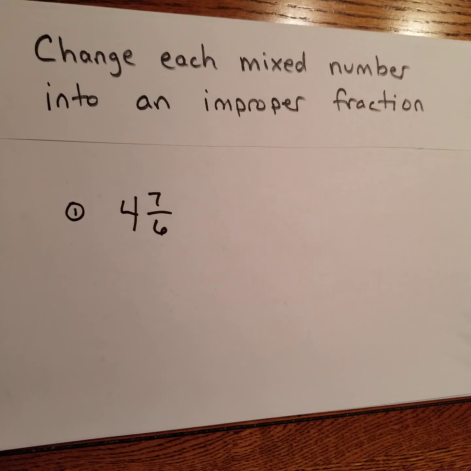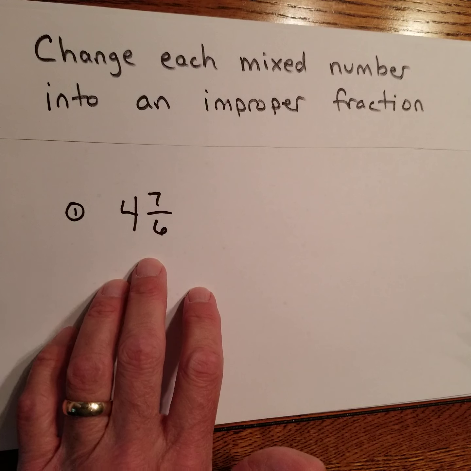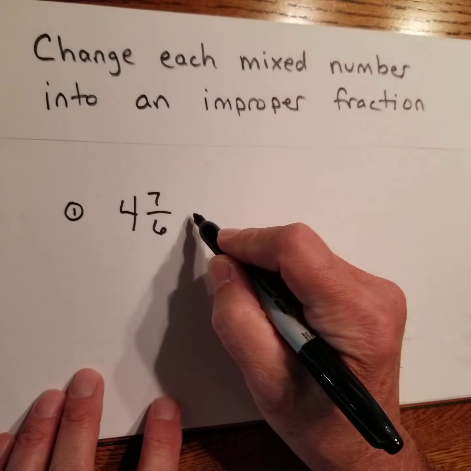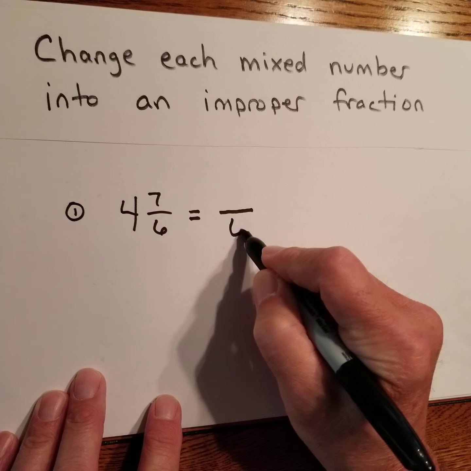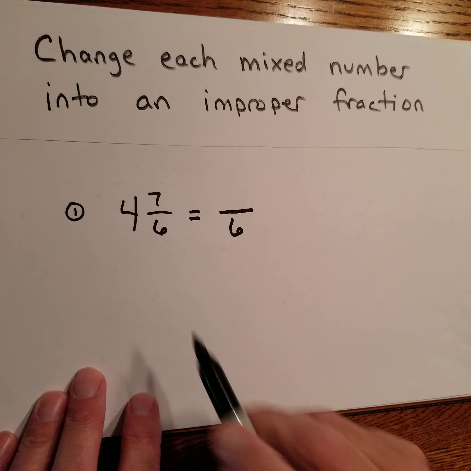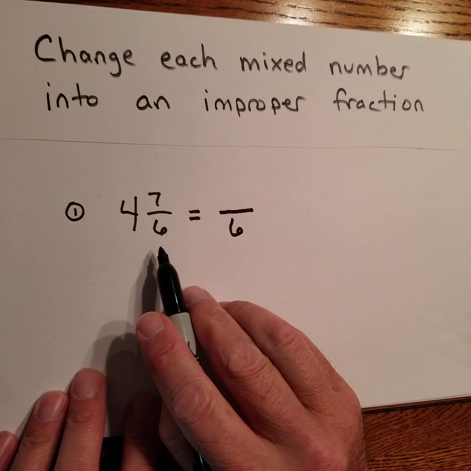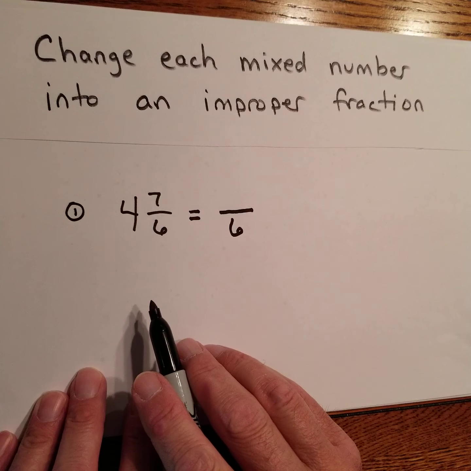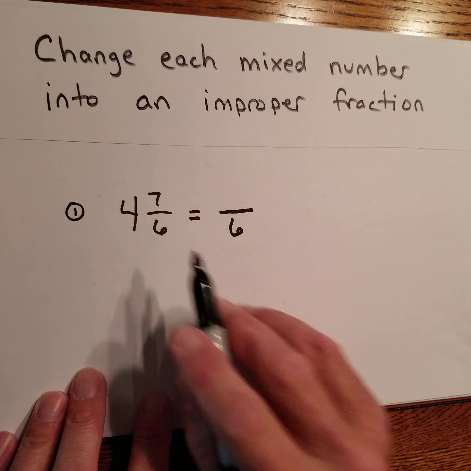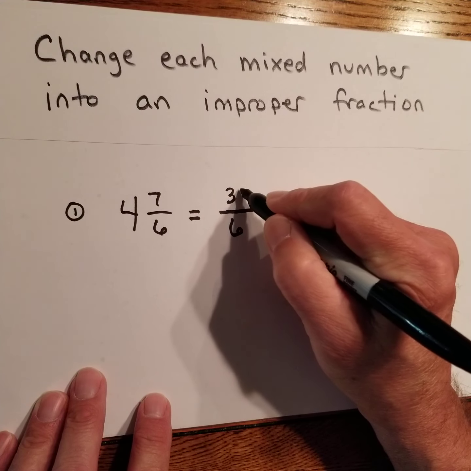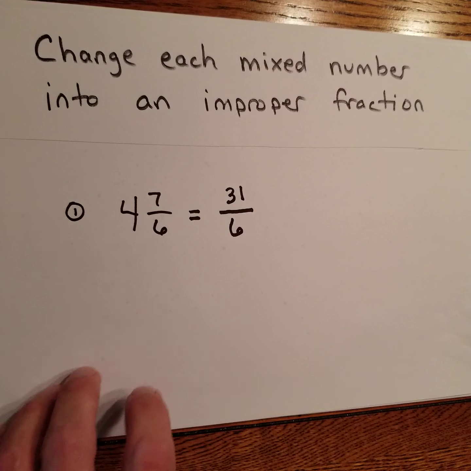Many of you are now doing these problems in your head, and that's fine. That's what we want. All you need to do for your homework is write the problem down and put the answer next to it. How do we get that answer? Well, we keep the common denominator, and then it's 4 times 6 plus 7. 4 times 6 is 24. 24 plus 7, 31. Got it.